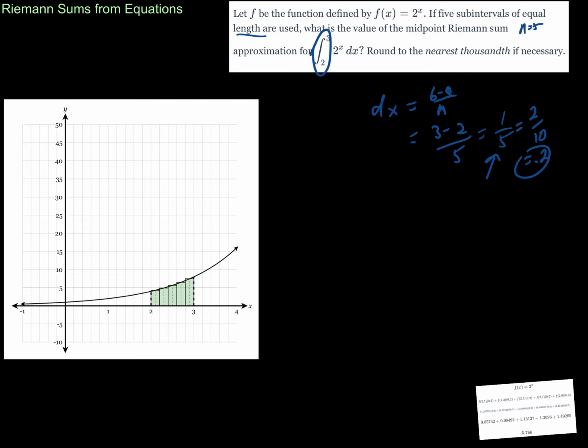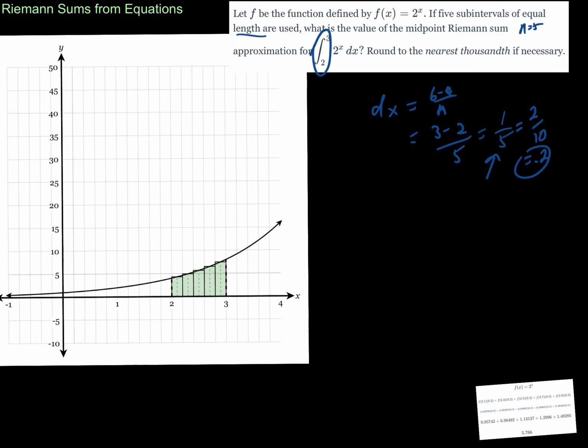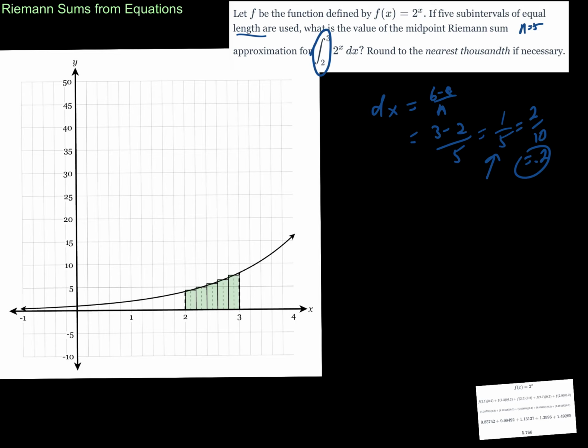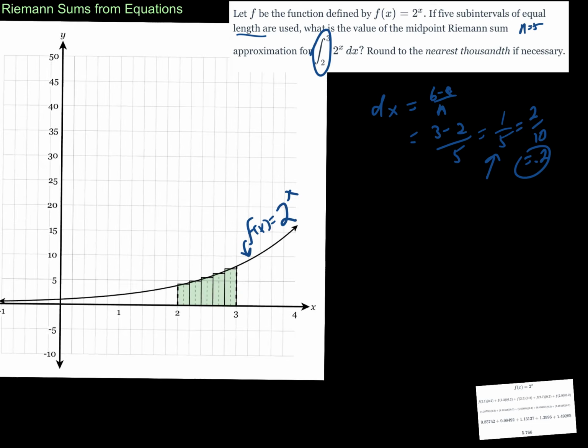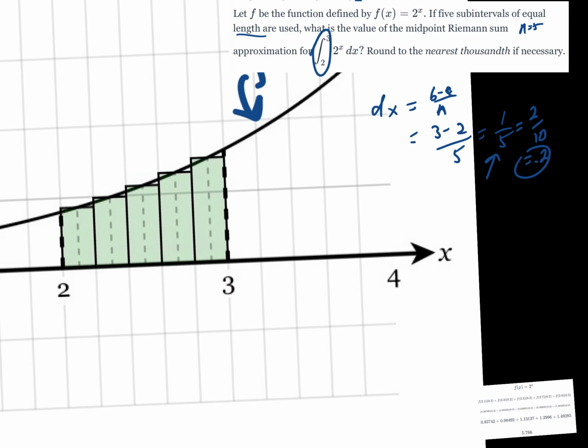All right, so this is the graph right here. I didn't write it. This is f of x equals, I'm on a wrong problem here. That's 2 raised to the x. Okay, so there we have it. On this graph, we want to know what is the area under the curve going from 2 to 3, and it's using a midpoint Riemann sum. So here's a midpoint example.